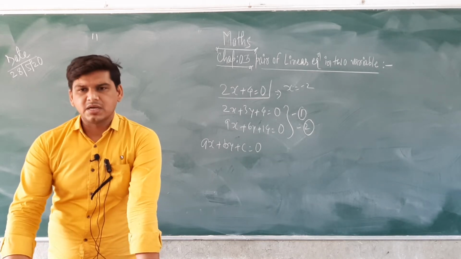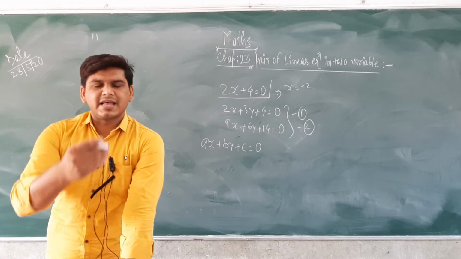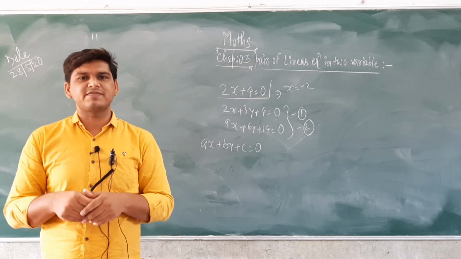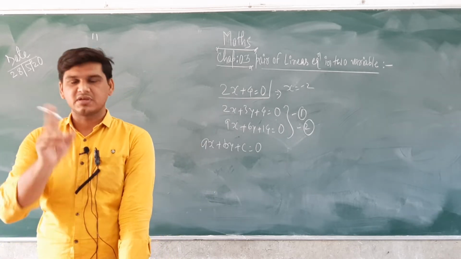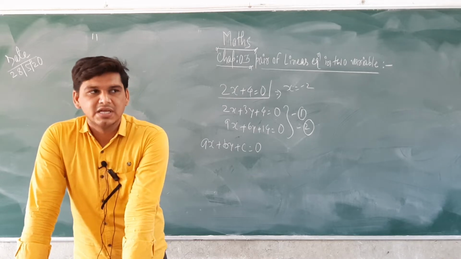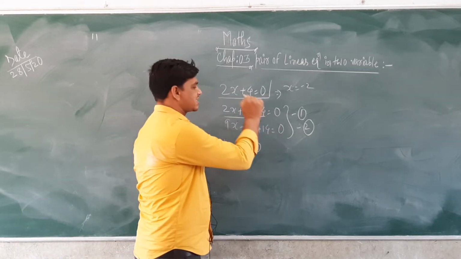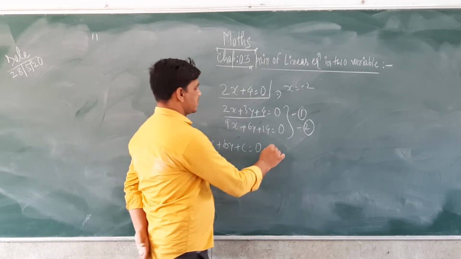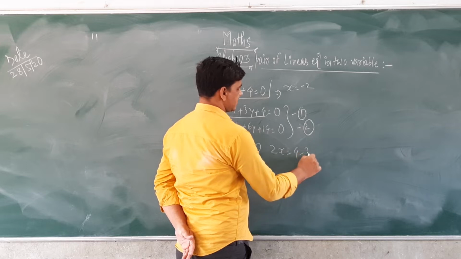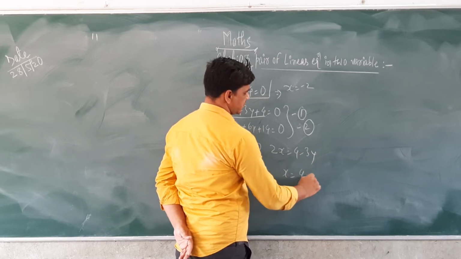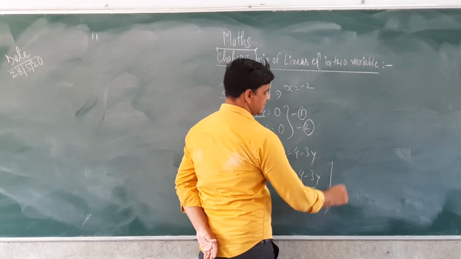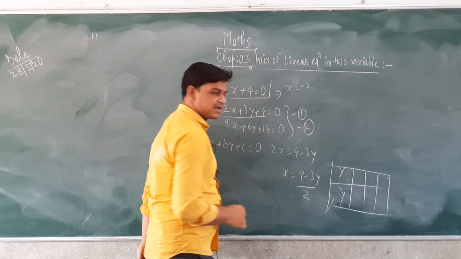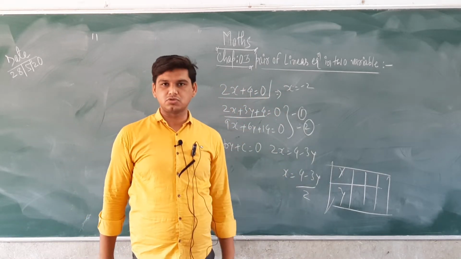In 9th standard we discussed how to represent a linear equation in two variables in the form of a graph. For example, take the equation 2x plus 3y is equal to 4. So 2x equal to 4 minus 3y, then x equal to (4 minus 3y) by 2. Then we apply different values of x and y to get different solution sets, and that should be represented on the graph.